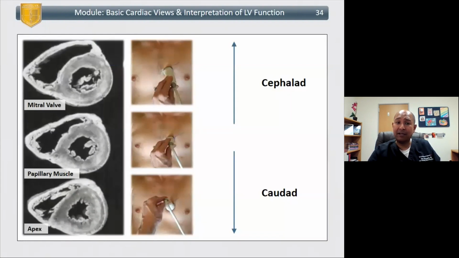And once again, showing you what we did with the probe. We start off at the apex. Notice how it's going to be more caudal when we're pointing the probe. And as I fan it or tilt it towards the head, cephalad, I'll see papillary muscles right here in the middle. And here I would see the actual fish mouth view.